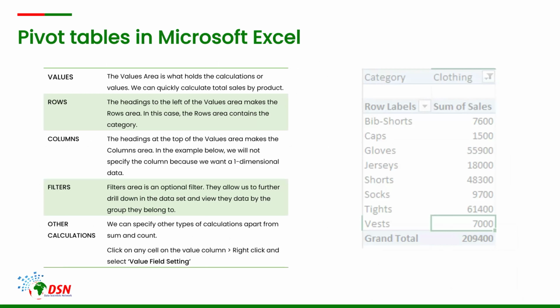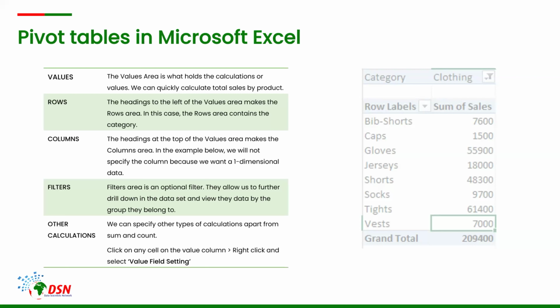And if you want to change it, that is where I have other calculations here. We can specify other types of calculation apart from sum and count. Click on any of the cells under the values, and when you right-click it, you see Value Field Settings. If you look at this table now, this is a summarized table of that 76-row spreadsheet that we have been working with.